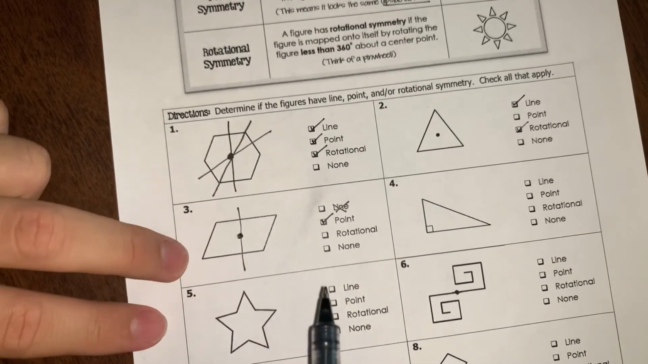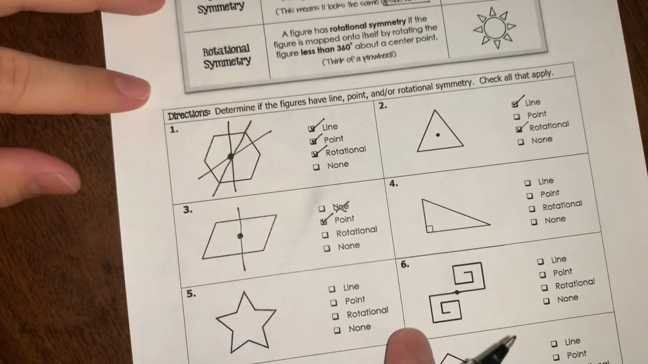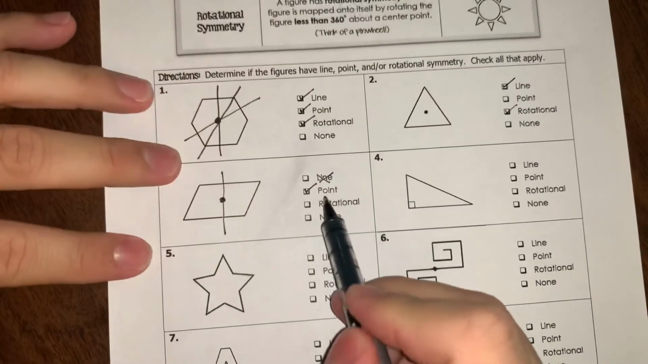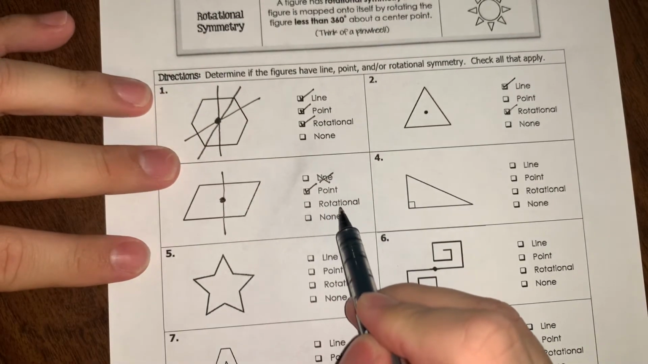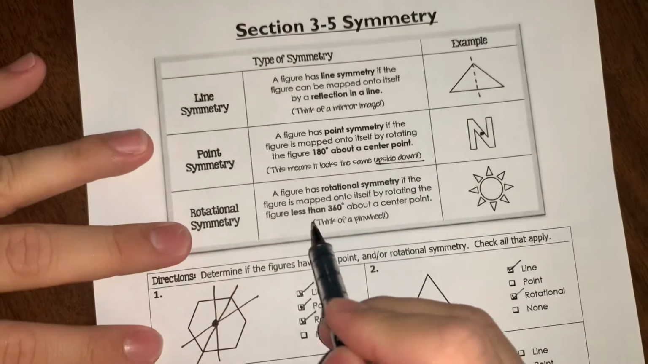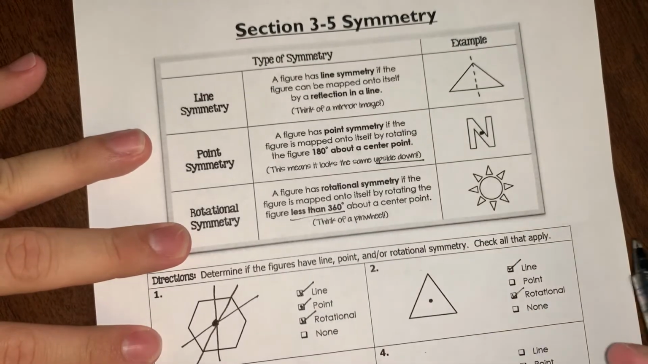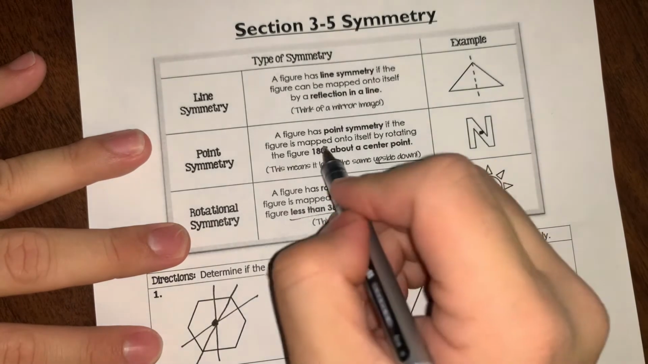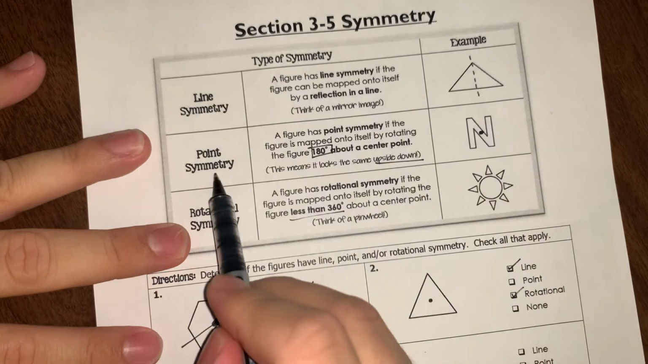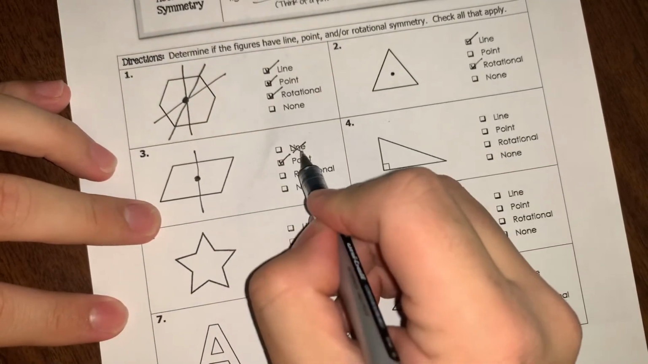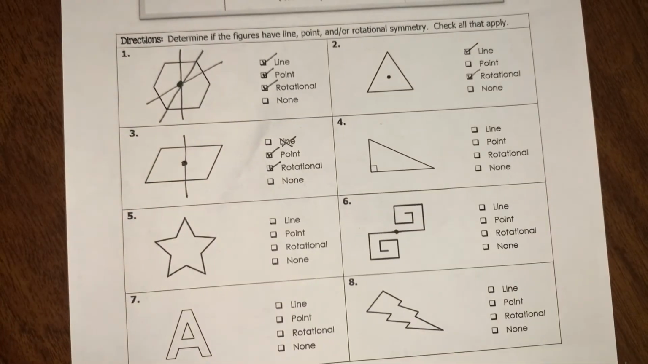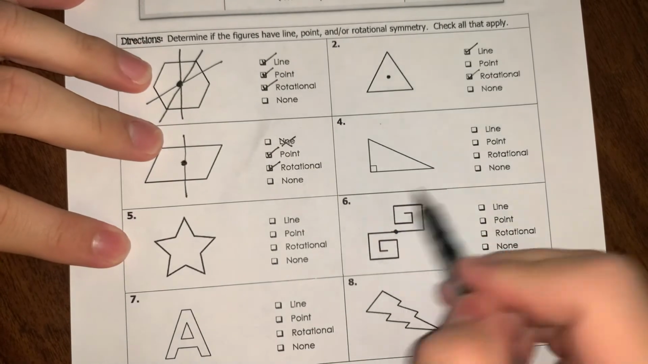And as far as rotational symmetry, well, let's see. Yeah, because here's the thing. If it has point symmetry, it automatically has rotational symmetry. Rotational is just saying that if you can rotate it less than 360 degrees and it looks exactly the same, then it'll go ahead and work. And if you notice, 180 degrees, which works for point symmetry, is less than 360. So if you have a check mark for point symmetry, then you should automatically put a check mark for rotational symmetry.